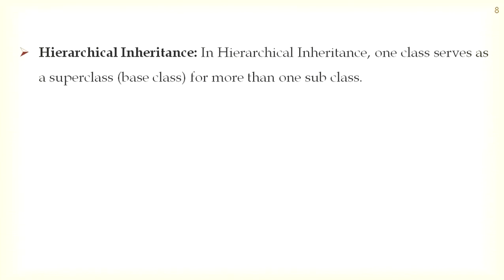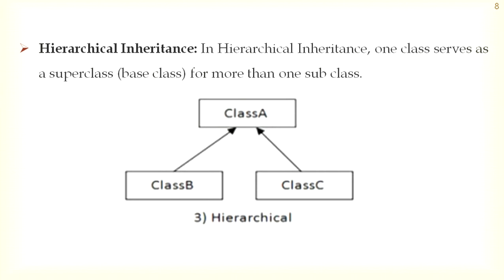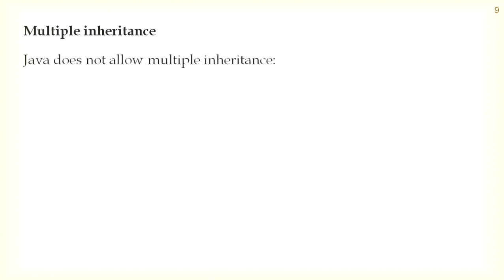Then hierarchical inheritance. In hierarchical inheritance, one class serves as a superclass for more than one subclass. Here class A is the superclass or parent class, which serves as the base class for more than one child class, class B as well as class C. This is hierarchical inheritance.